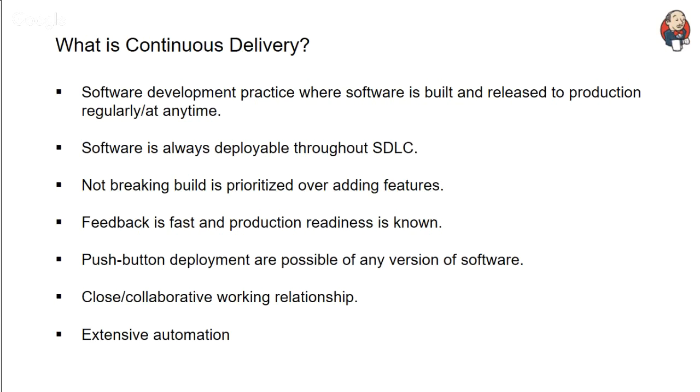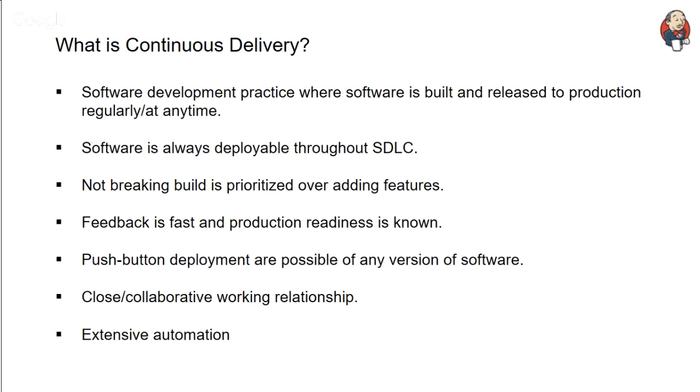If I say continuous delivery, I mean that it can be released to production at any time. It is ready for production deployment. My code is always ready for production deployment. Next, software is always deployable through the SDLC lifecycle. Whatever SDLC lifecycle stage I'm in, my software should be able to be deployed into production. That is the whole power of continuous delivery.